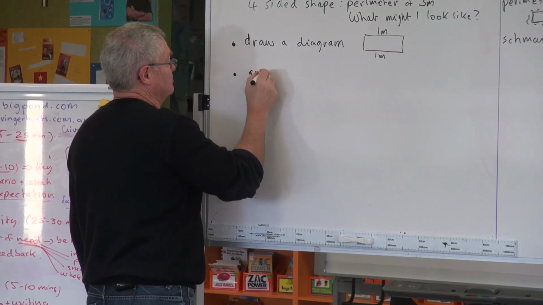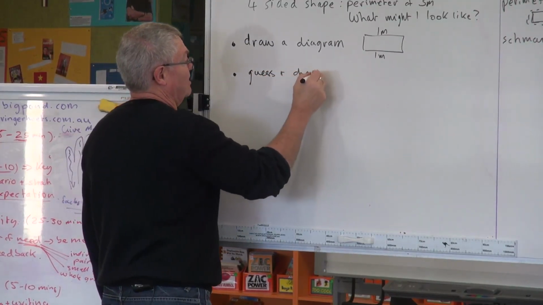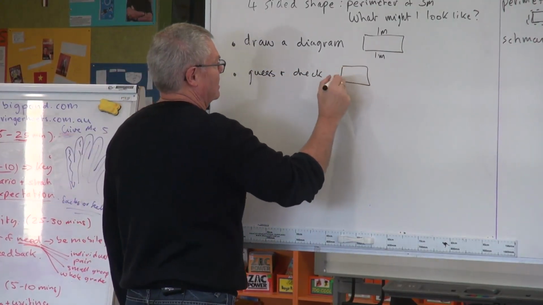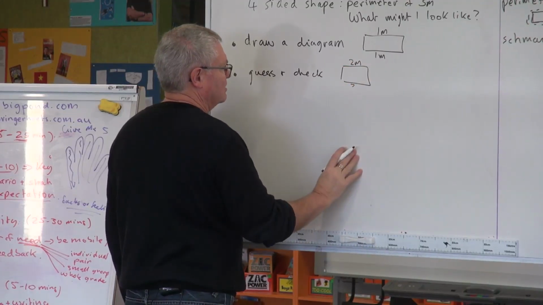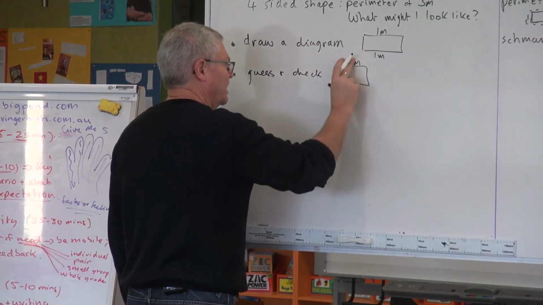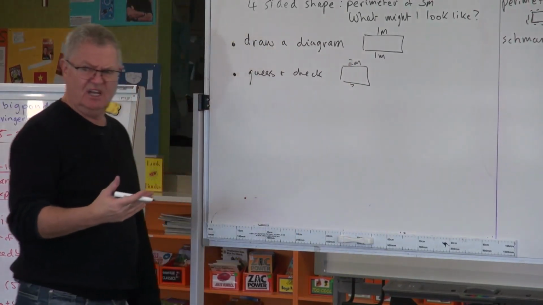As always, kids, guess and check's up for grabs. So you might see a shape and go, what if that was 2 metres, then that would be, oh no, that's not going to work. So I'm already at 4 metres. Oh man. That's guessing and checking.